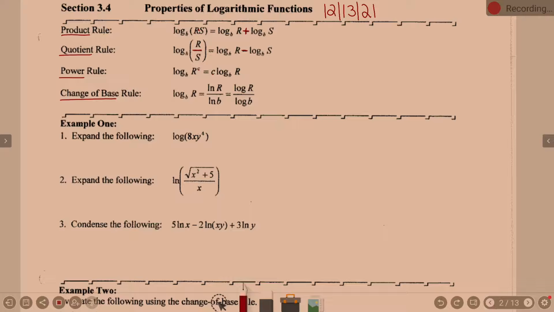Thoughts? What do you see? Okay, so as you first look at it, do you see multiplication happening within this log? What's being multiplied here?